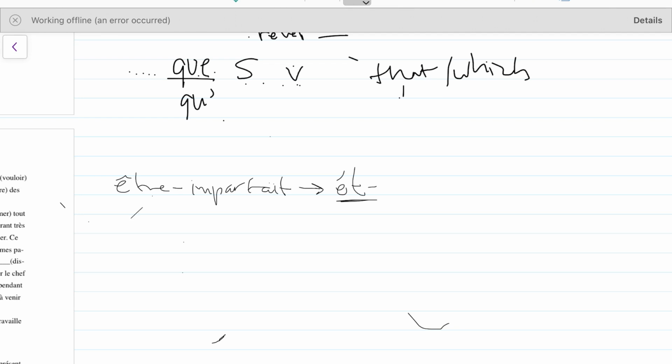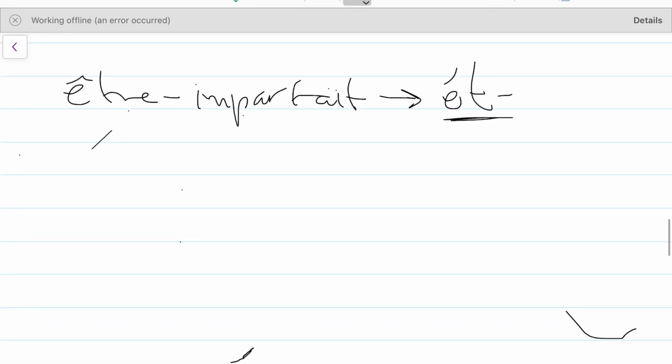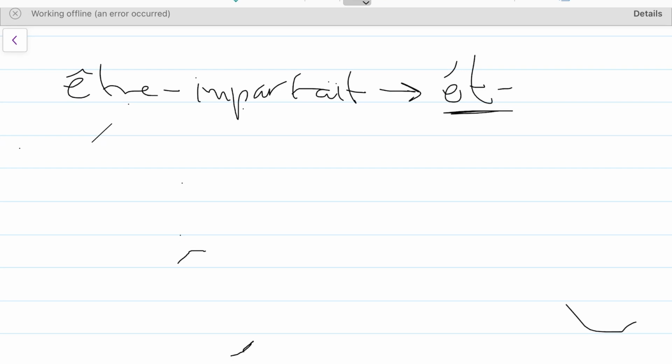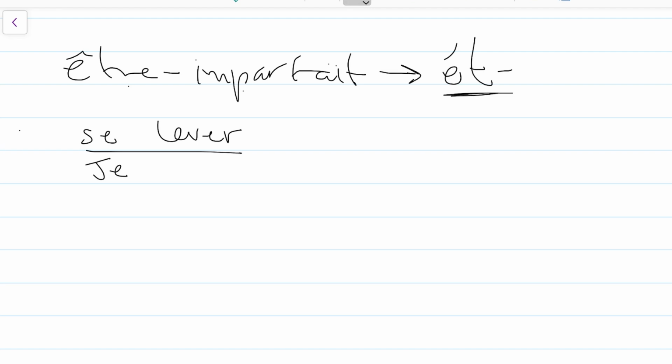So I wanted to do one example of that before we move through. Let's try all that again. Let's do se lever, to get up out of bed. So when you do se, any of these verbs like that, you have to make sure that your pronoun matches along with your subject.